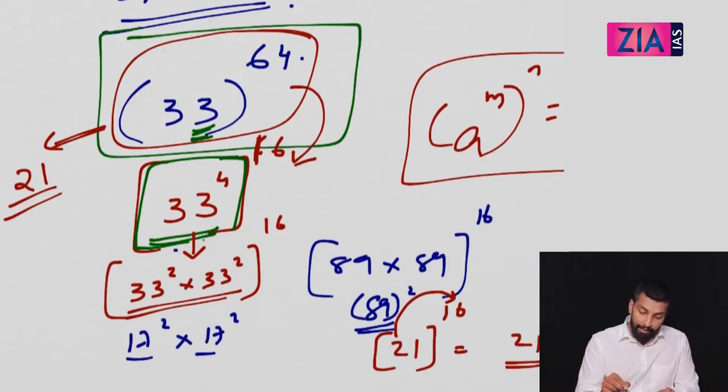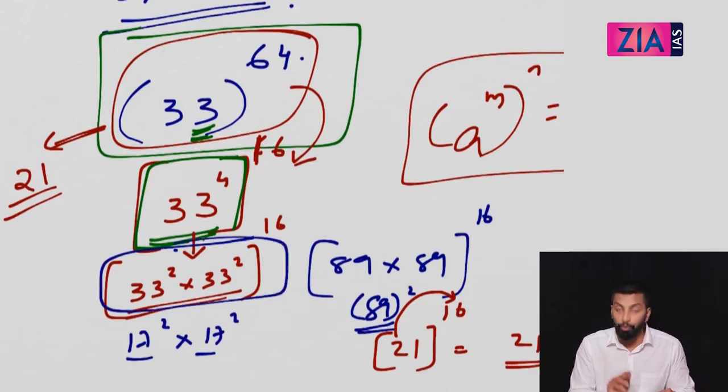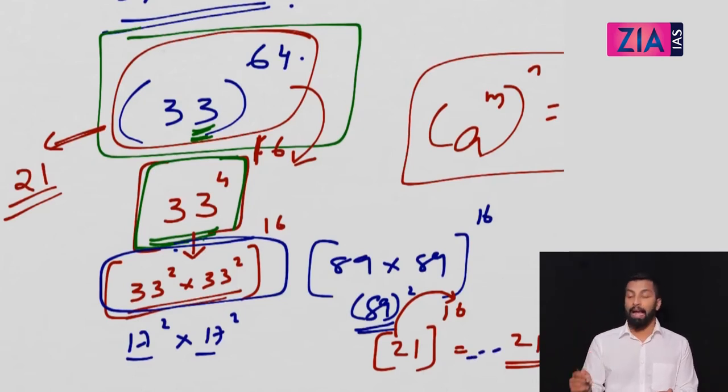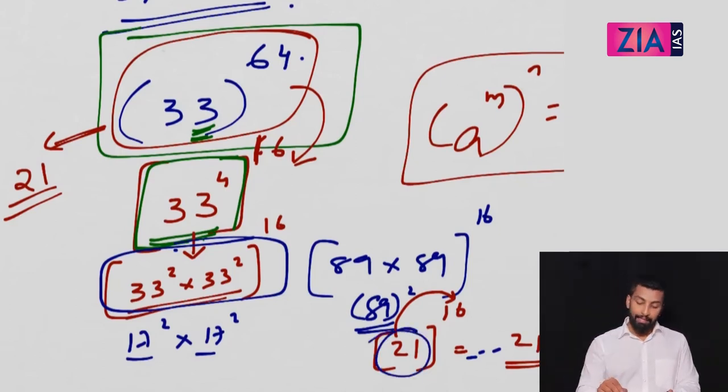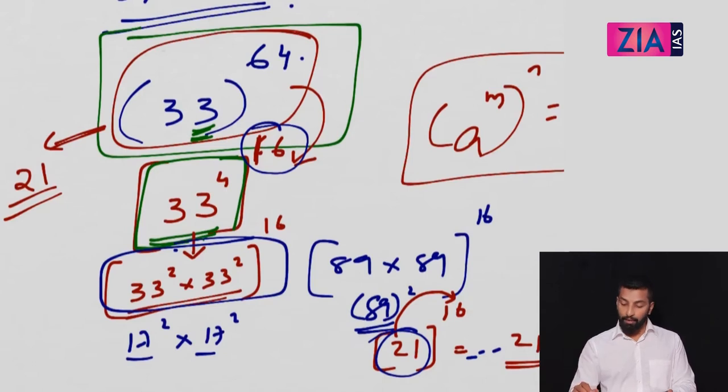So see, the idea is, if you open up this bracket, if you fill this bracket completely by finding 33 square and multiplying, you get a number which is ending in 21. Something is there, but I am not interested in that. To find the answer for the question, I need the last two digits only. Then the power you will write, that is 16. So 21 raised to 16. 1 is the last digit. 2 into 6, 12. So 2.